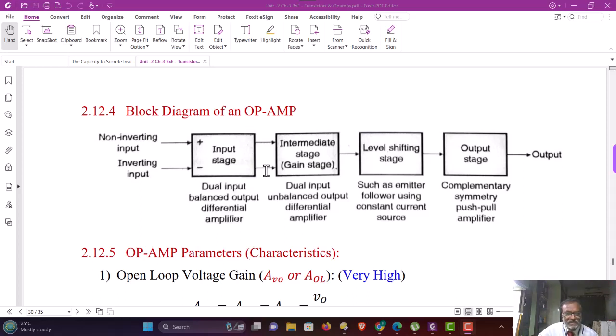Now, if you want higher gain, we have to cascade a number of gain stages, and therefore in the operational amplifier an additional intermediate stage is implemented, and this is again a differential amplifier stage. Normally its configuration is a dual input unbalanced output differential amplifier.